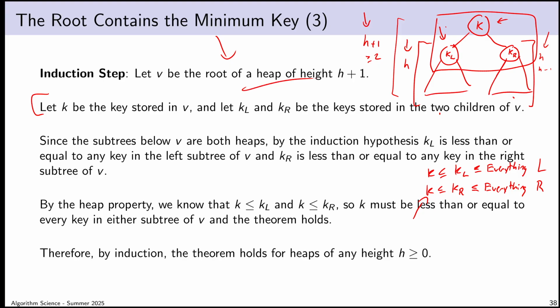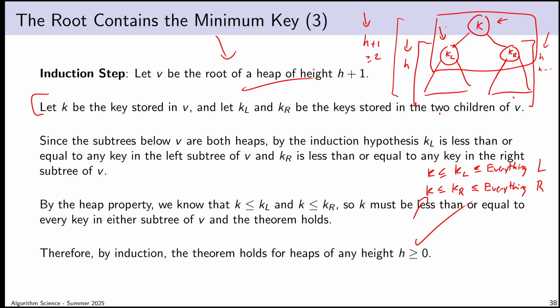If I take any heap of height h plus 1, I can show that the key in the root is less than or equal to the keys anywhere else in the heap. And that means that the theorem holds for every heap of height h plus 1. And that's the end of my induction step, and therefore, by induction, the theorem holds for all heaps of height h greater than or equal to 0.